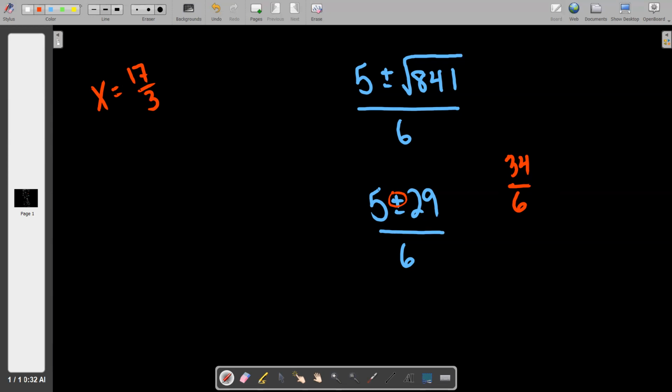The other answer, I'll circle in yellow the minus pathway. So this time you reset, go back to the beginning, and you trace the other pathway. So what is 5 minus 29? It's not 24. It's negative 24. And if I take negative 24 and divide it by 6, what do I get? So my other answer is negative 4.